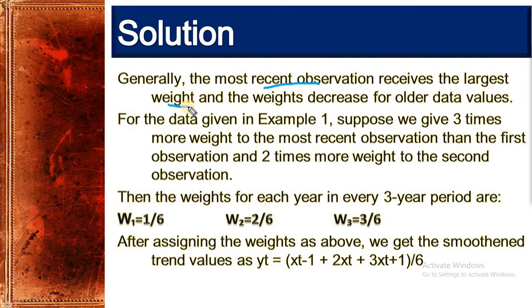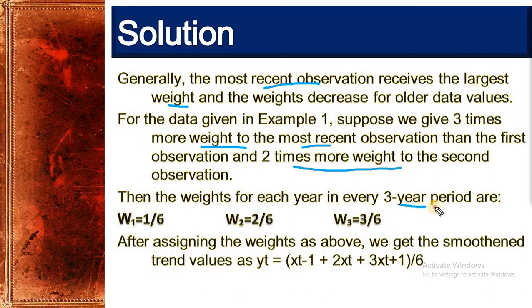Which means the first observation gets the highest weight, and the weights decrease for the older data values. For example, in the last problem we considered, we can give 3 times more weight to the most recent observation than to the first observation, and 2 times more weight to the second observation.